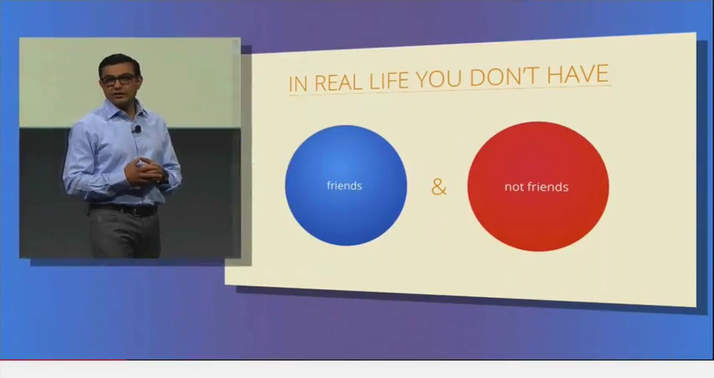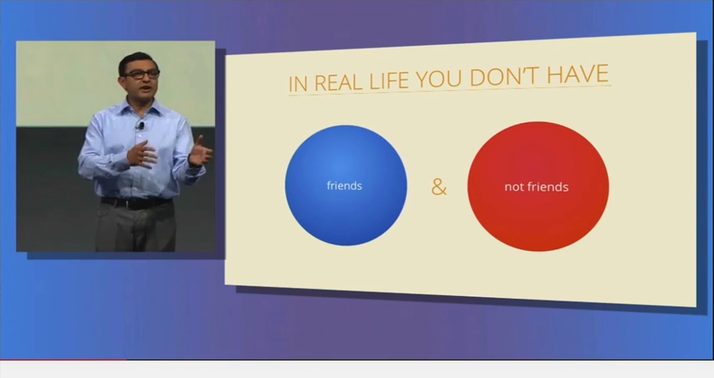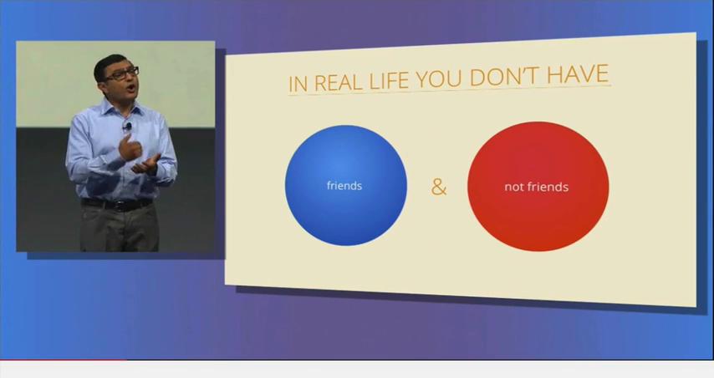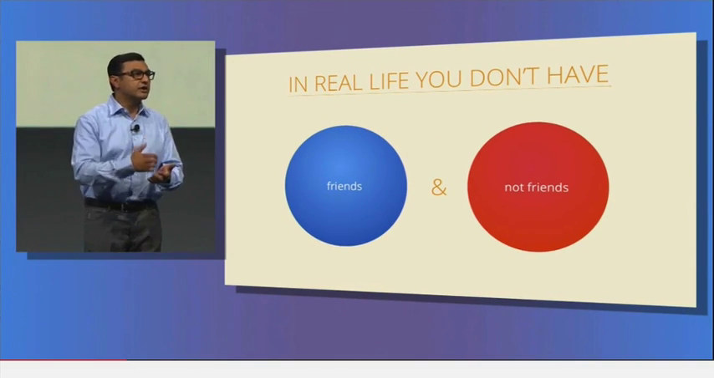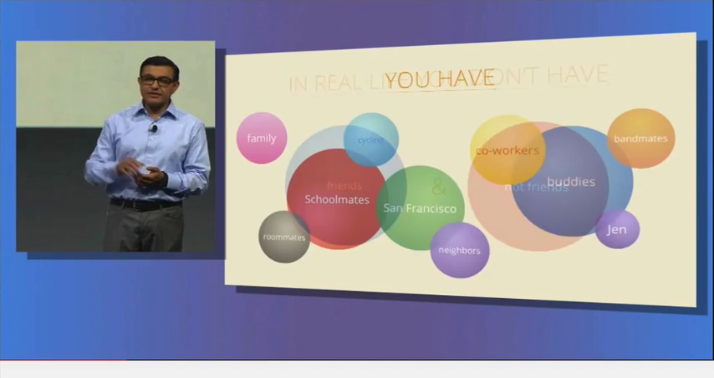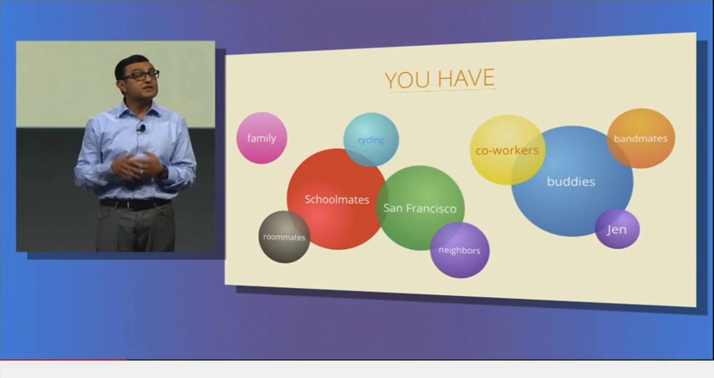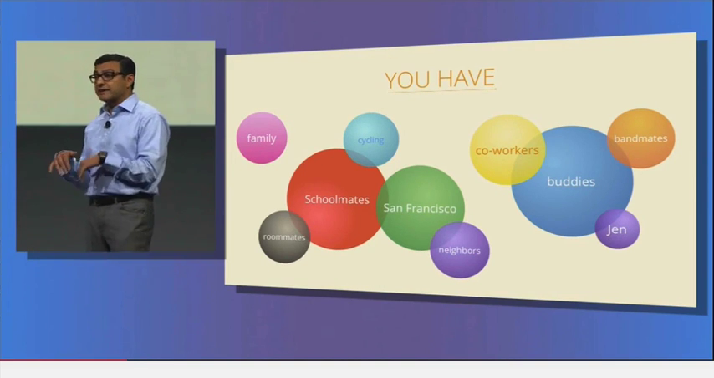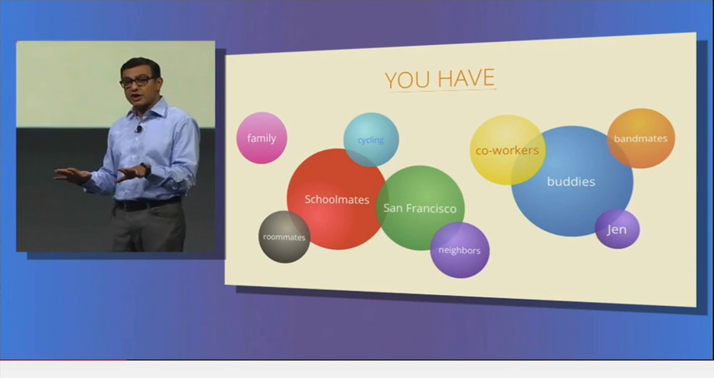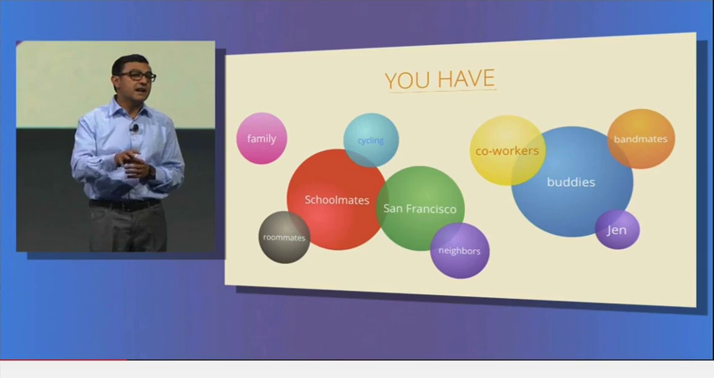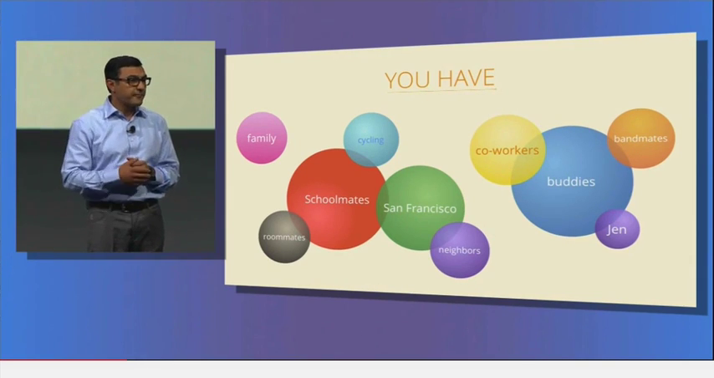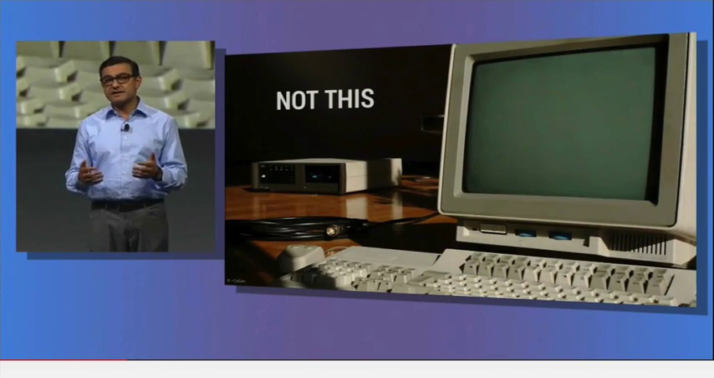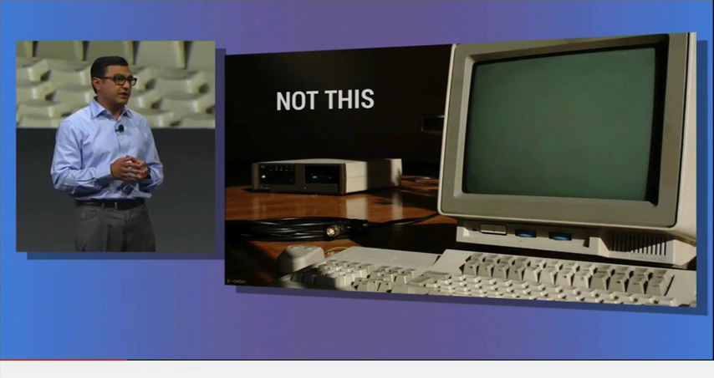Other sites when we started often asked you to think of your relationships as either friends or not friends. And we argued that was not reflective of real life. In real life, you don't have this, you have this. And so we built circles as a core part of Google+. And we're happy to report that today, more than half of all sharing that's done on Google+ is done to private circles. Now, that same dynamic exists in the world of real-time communications.